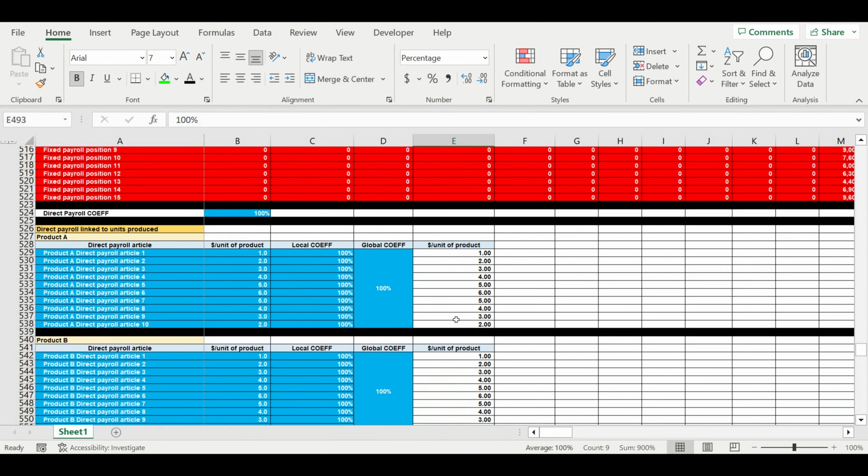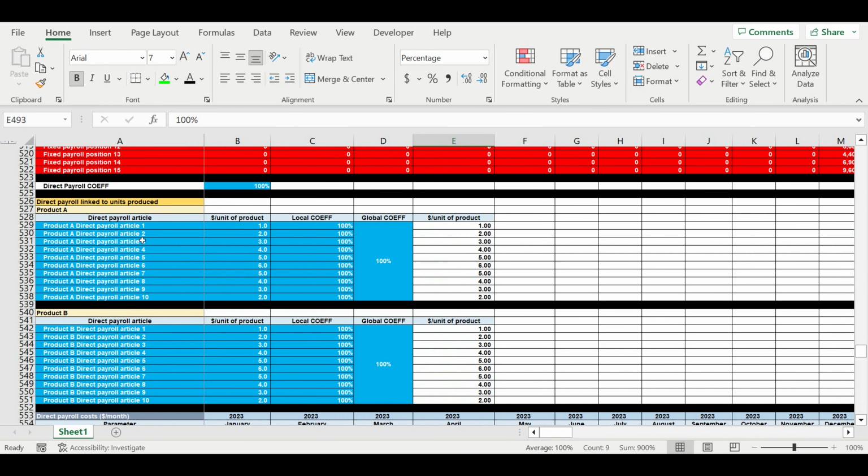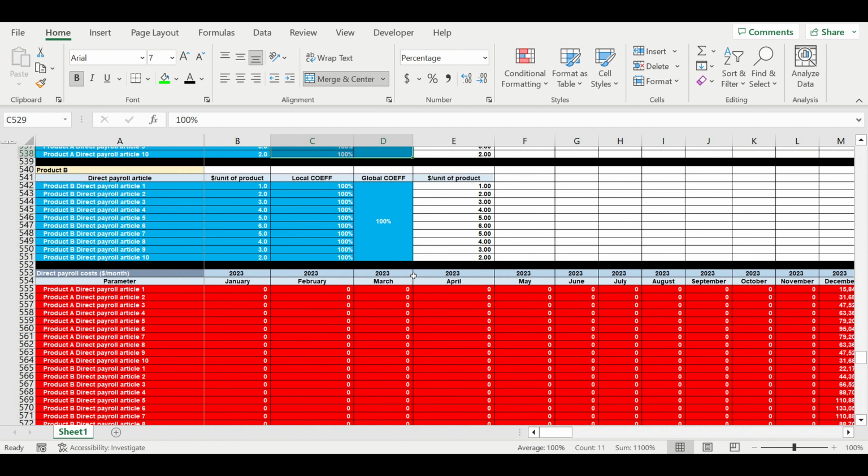Then we have the direct payroll that is linked to the amount of units of product A and product B produced. So here we specify the name of this direct payroll article. Then we specify how many dollars per unit of product A, the level of this cost per product A in this case. Then we have global and local coefficients. The same story for product B.